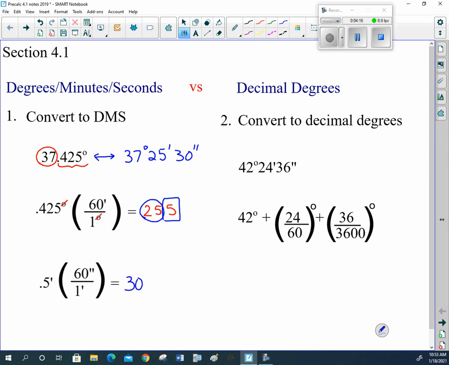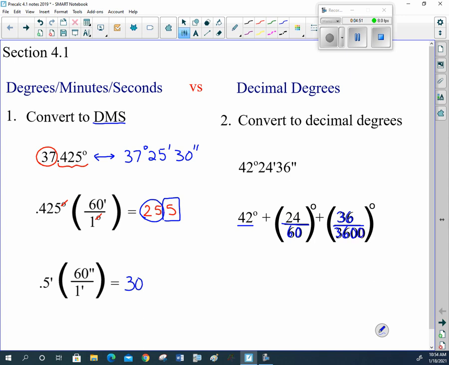Now your calculators have this button, and we'll talk about that in a minute. I'm just showing you how to do this longhand just so that you'll know. So now to convert the other way, let's say I give you 42 degrees, 24 minutes, and 36 seconds, and I want to do that as a decimal degree. Well, the 42 degrees is fine. You leave that alone. You take your minute part and divide it by 60, and the second part divides by 3600.